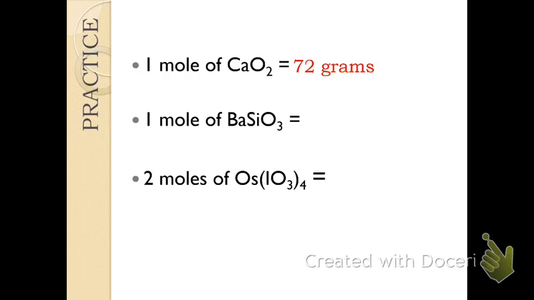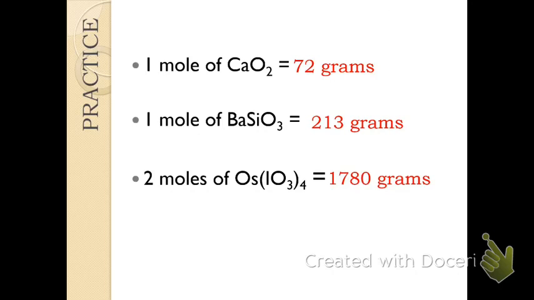Look at 1 mole of barium silicate. There you go. Calculate the molar mass. You have 1 barium, you have 1 silicon, you have 3 oxygens. Pause the video and press play when you're ready. Check yourself. Did you get 213 grams? Good. And you have 2 moles of osmium 4 iodate, which I'm sure you know by now, it's iodate. Calculate the molar mass. Did you get 1,780 grams?